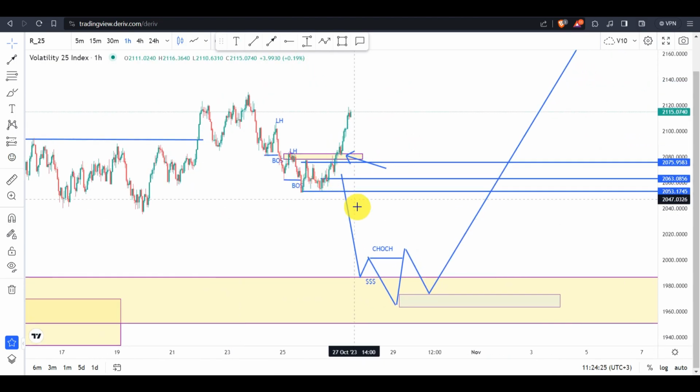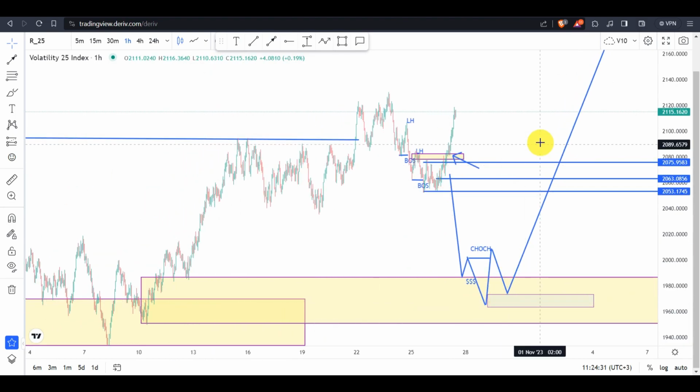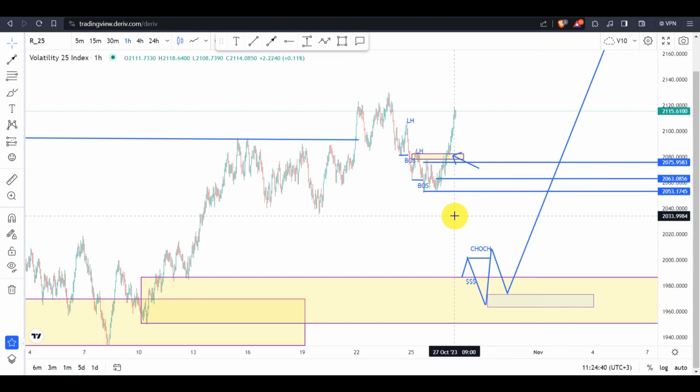So this was what I expected, because this was a very powerful demand zone here where we could have bought this trade finally, but the market had its other plans and we had no choice but to accept what has happened, because it is what it is.